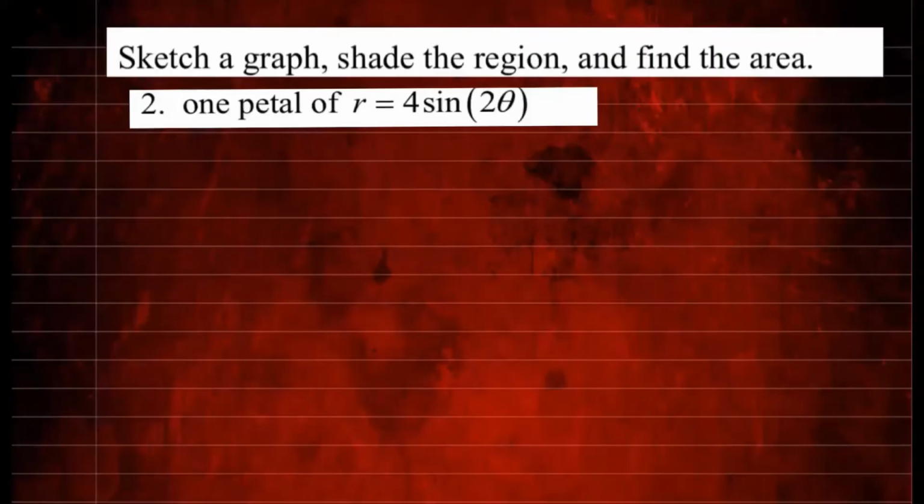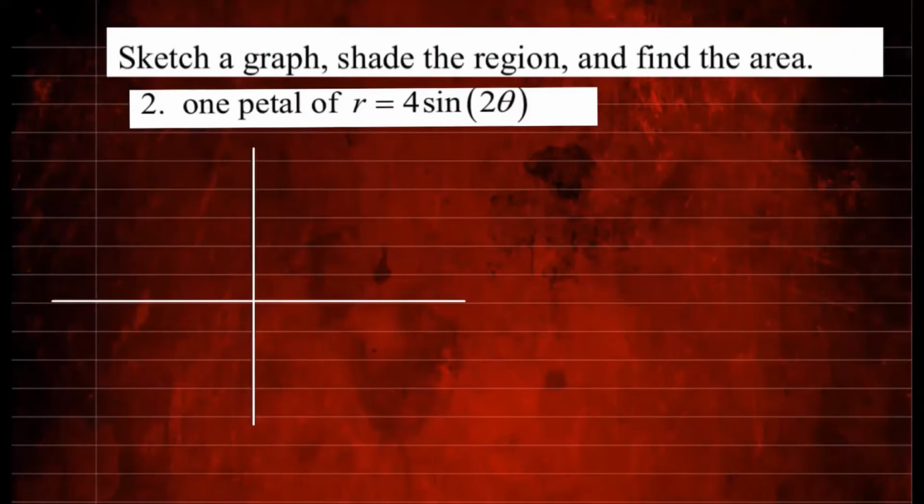All right, so here's the next problem. We're going to sketch this polar equation and then find the area inside one petal. So this is a graph of a petal. It looks like a rose petal. So it looks like a flower. So here's our XY plane. We'll try to draw it first and then find the area.